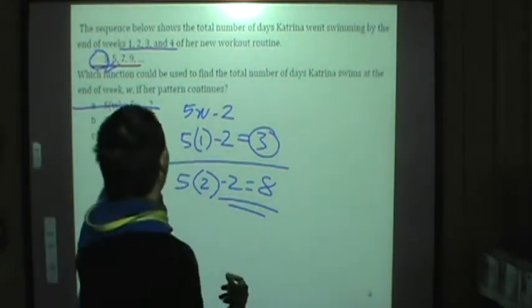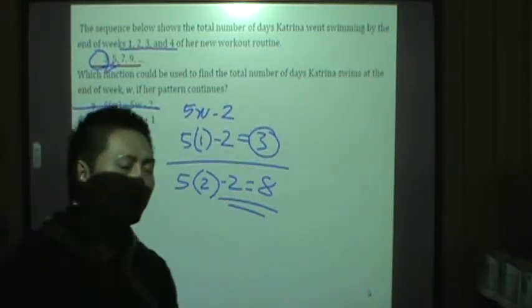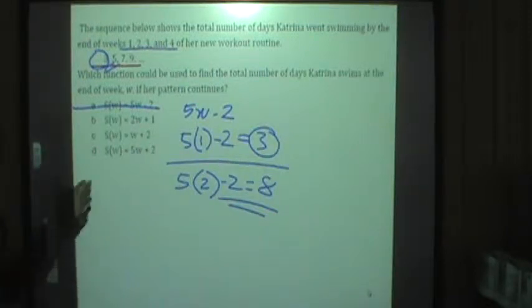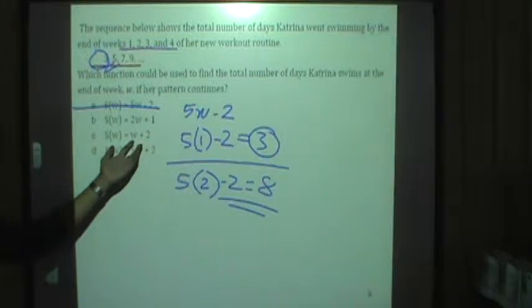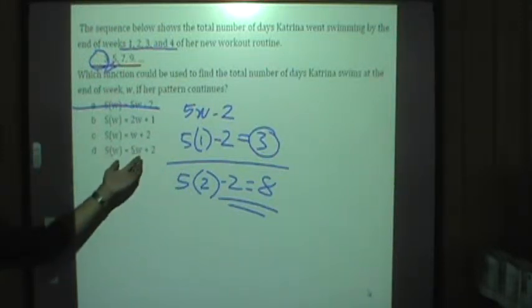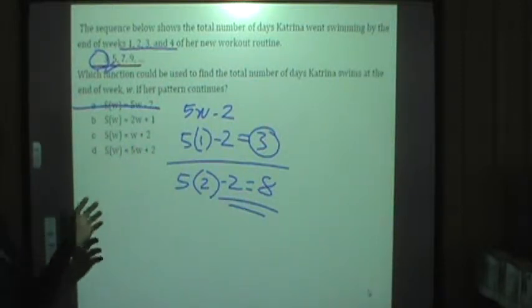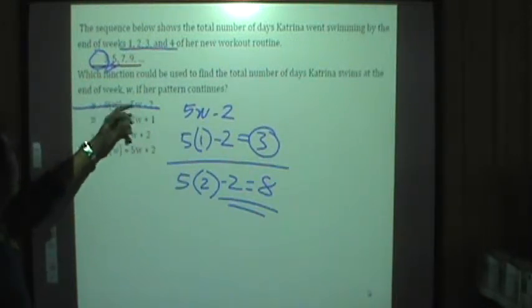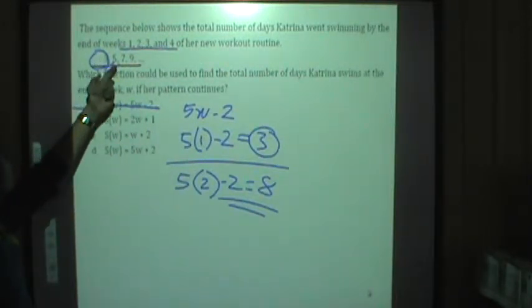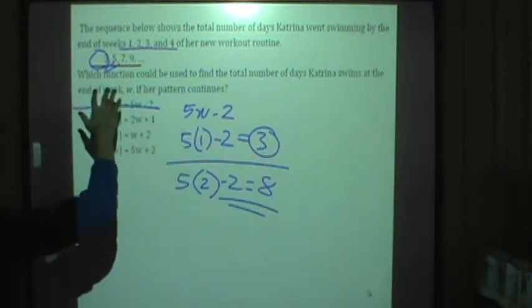Another way to do it, for the second, third, and fourth options, is to use your calculator, type in y equals, and then 5x minus 2, 2x plus 1, or w plus 2, or 5x plus 2. Now use your calculator and you can easily determine that the values of y are 3, 5, 7, and so on.